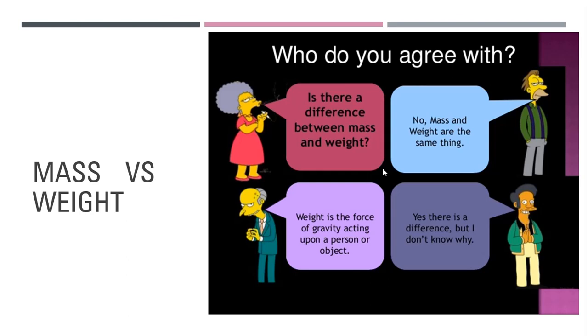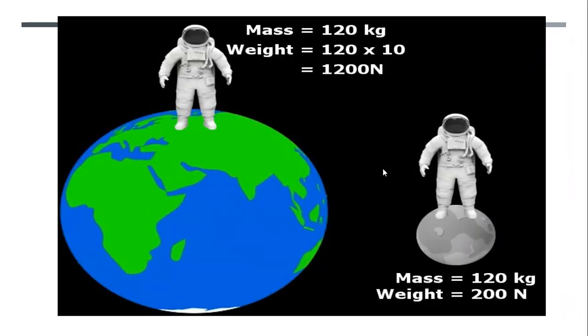Now, because weight depends on gravity, weight might be different, and it is different. So there is a very big difference between mass and weight, and we're going to spot this in the next table. For example, if you are on the moon or on Earth, your mass is still 120 kilograms. This is something constant. Constant means it doesn't change. You're not going to lose any amount of matter when you travel from the Earth to the moon.